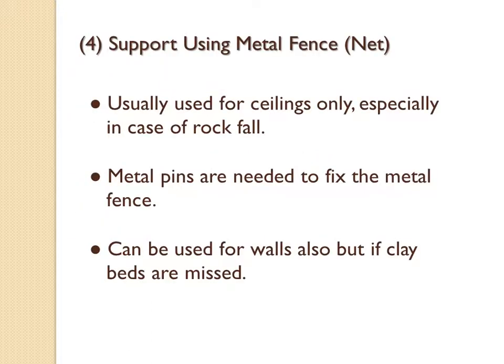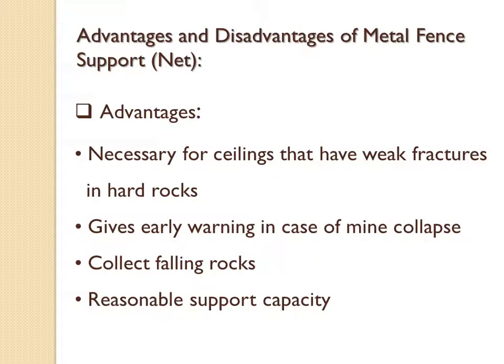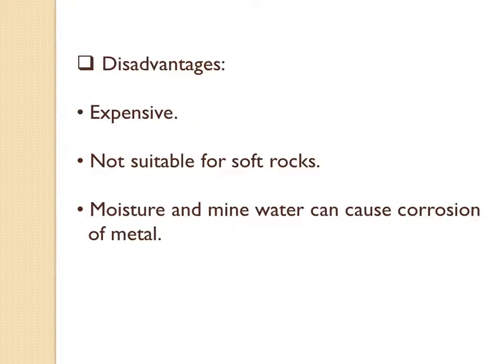The fourth type of support is support using metal fence net, usually used for the ceiling only, especially in case of rock fall. Metal pins are needed to fix the metal fence. It can be used for walls also, but not if clay beds are present. Advantages are: necessary for ceilings that have weak fractures in hard rock, gives early warning in case of mine collapse, collects falling rocks, and reasonable support capacity. Disadvantages of using nets are: expensive, not suitable for soft rocks, and moisture and mine water can cause corrosion of metal.